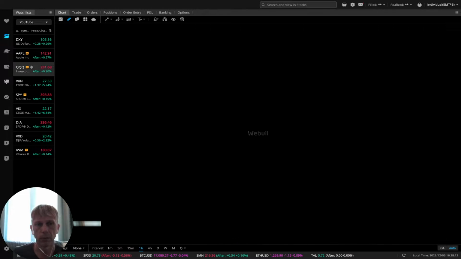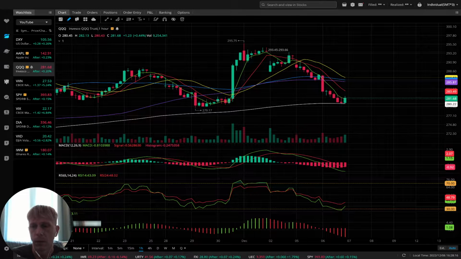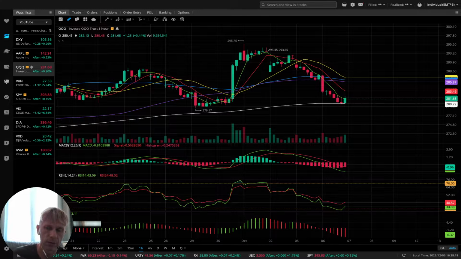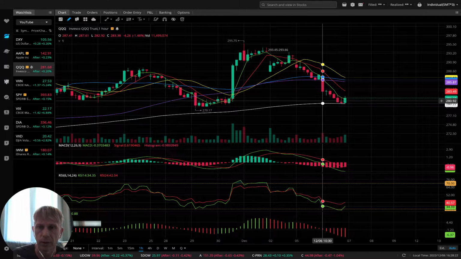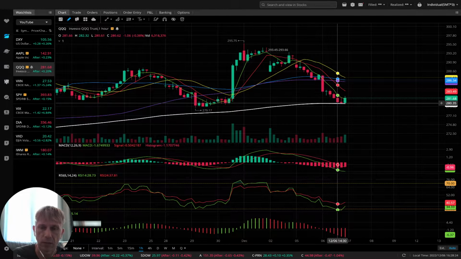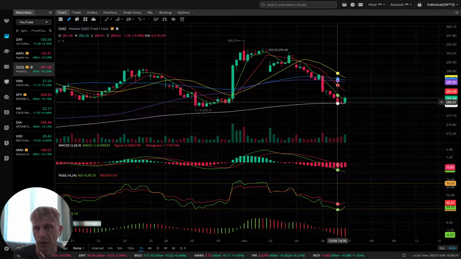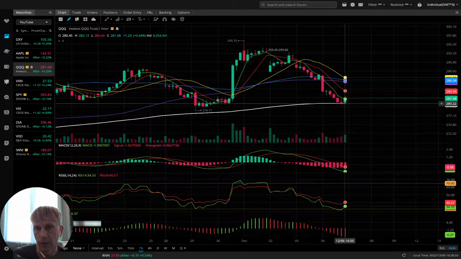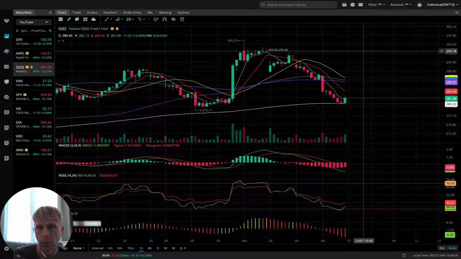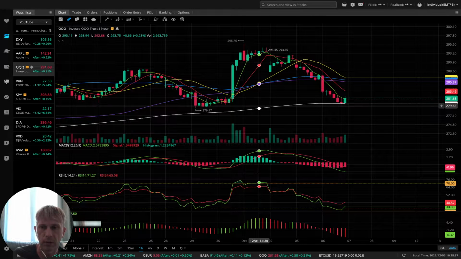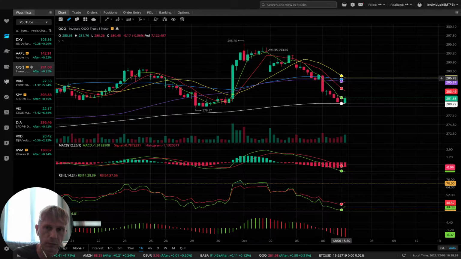Let's check 1 hour for QQQ. Bearish on all indicators. It touched MA200. For the last 3 hours, it stayed only at MA200, and it can bounce from it, right? We know MA200 is a very strong level, and especially we are far from MA20.